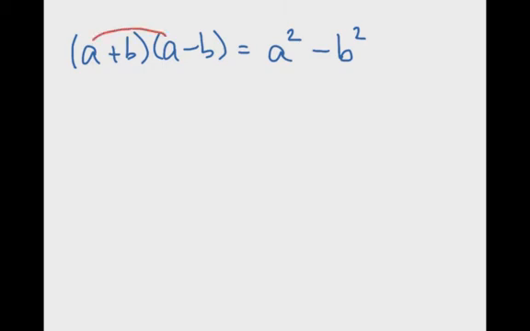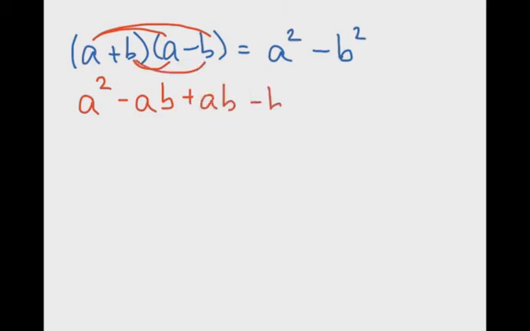First we take a times a, giving us a squared. Then we get negative ab. Then we get a positive ab. And then a negative b squared. Now look here in the middle, we have negative ab plus a positive ab, so those are going to cancel each other out, leaving us with just a squared minus b squared.